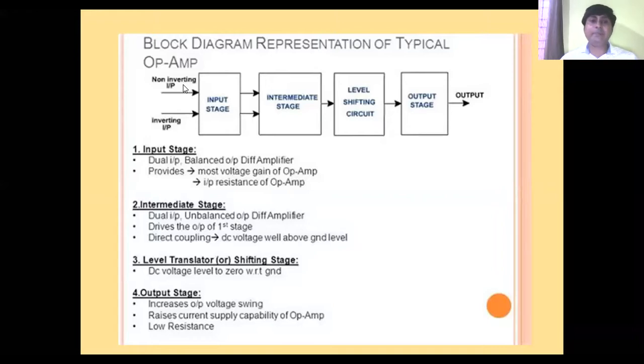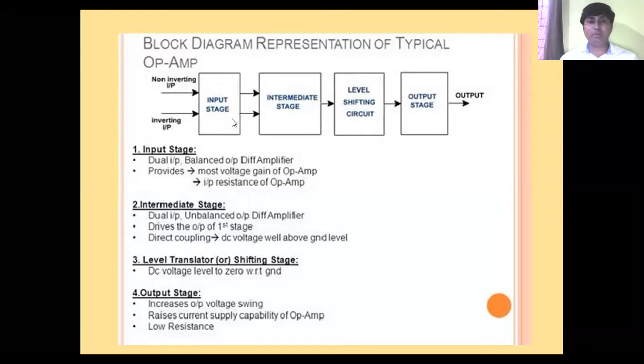That means for the first stage, the input stage, we have two inputs. For non-inverting, the output will remain as it is, but the strength will be increased. It may be in terms of voltage, current, or power. In inverting, if we apply the inverting input, at the output it is changed by 180 degrees, and it is again amplified in terms of voltage, power and current.